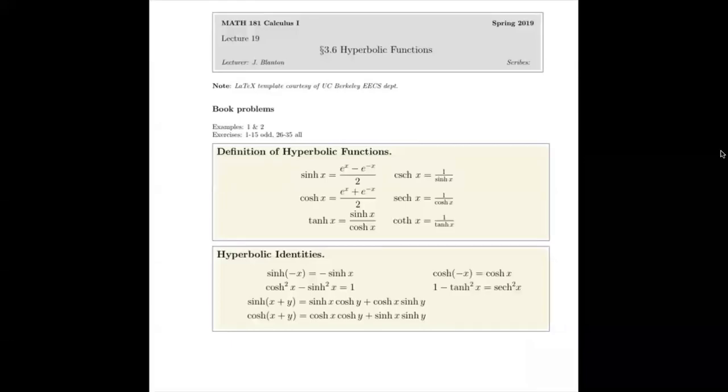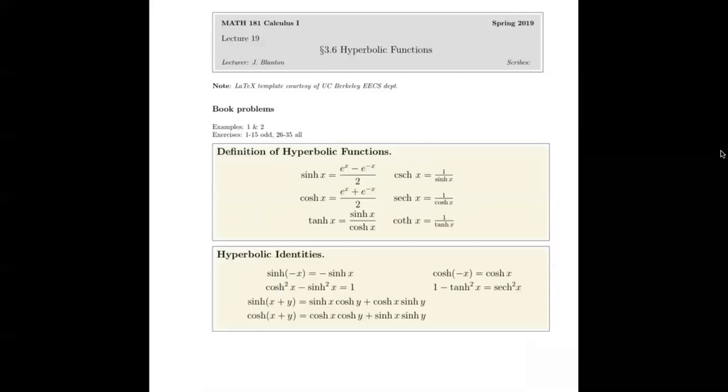Section 3.6 is hyperbolic functions. These are very similar to exponential functions. You'll see that most of the definitions for these functions involve the natural e to the x exponential function. So they're actually kind of a nice function to deal with, even though it is one more layer of stuff that we have to know in the course.